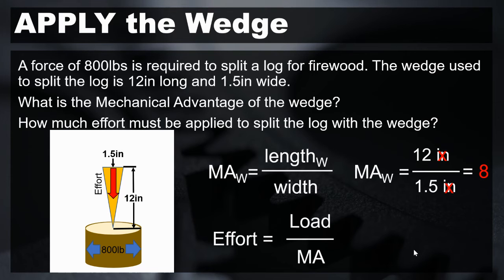We now need to calculate how much effort is required to split this log. In this case, we divide the load by the mechanical advantage. The amount of force required to split the log is our load, that is 800 pounds, and it's divided by a mechanical advantage of 8 from our wedge that we just calculated. In this case, 800 pounds divided by our mechanical advantage of 8 requires only 100 pounds of force to split this log.